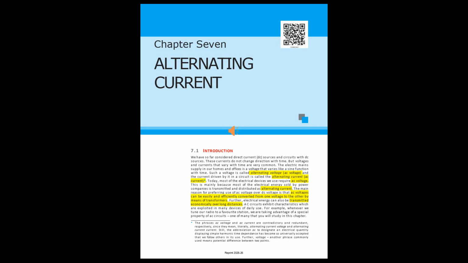Such a voltage is called alternating voltage, AC voltage, and the current driven by it in a circuit is called the alternating current, AC current. Today, most of the electrical devices we use require AC voltage. This is mainly because most of the electrical energy sold by power companies is transmitted and distributed as alternating current.